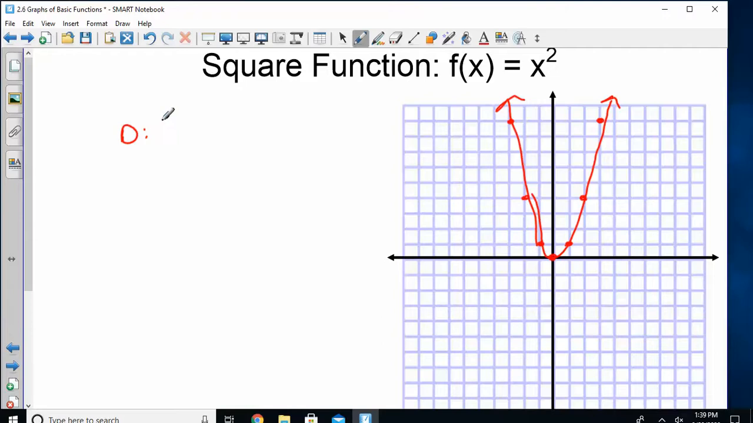What's the domain of that parabola? Right. As it extends, it's going to keep getting wider and wider, so eventually it will hit every x value. So our domain is negative infinity to positive infinity.